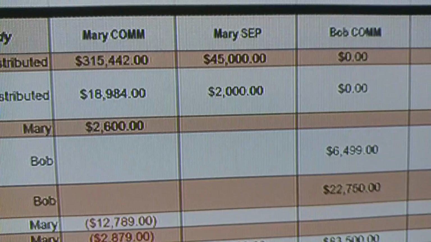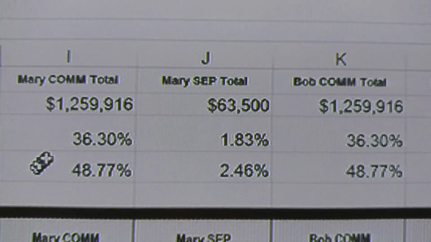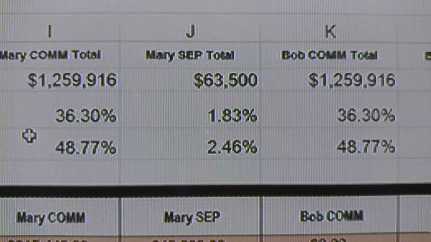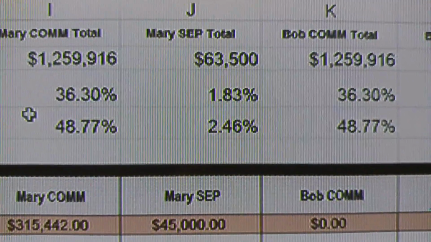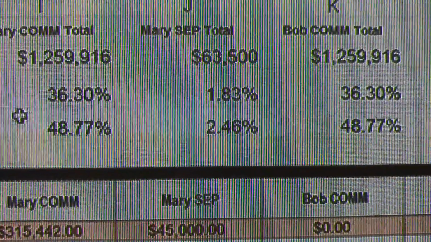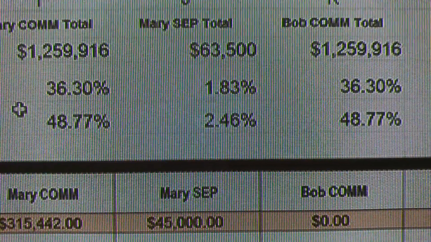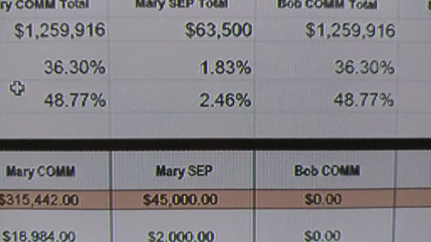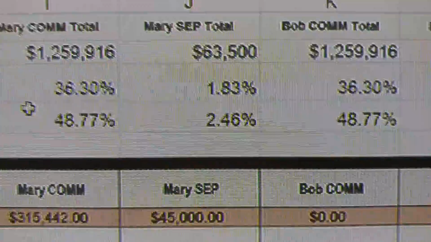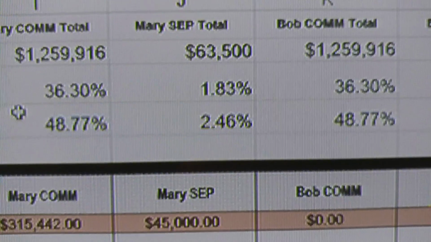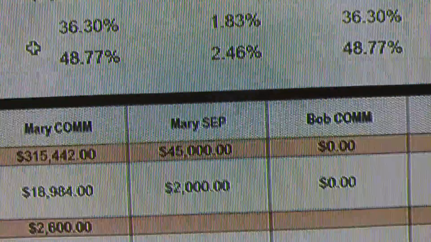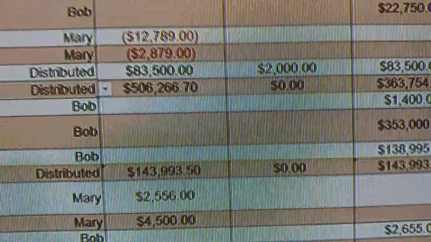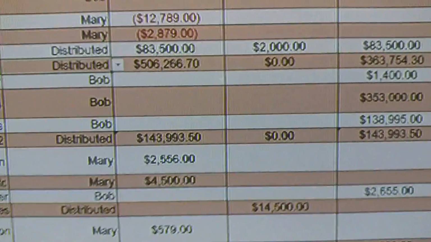Let's take a look now. Wow, that's a lot of math we don't have to do. Mary's community total is $1,259,916. Bob's community total is $1,259,916. They're the same. In fact, we don't show the cents up there, but they're the same too. This divorce is financially over. Well, maybe not quite yet.